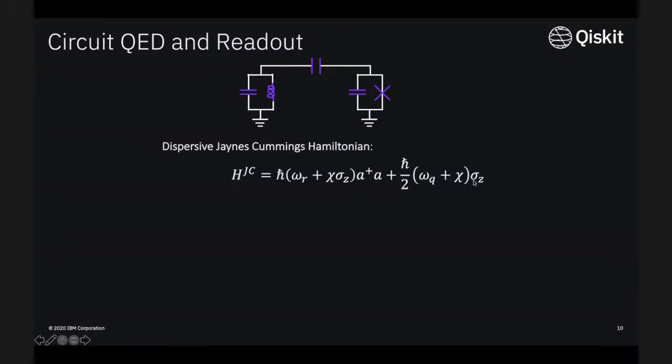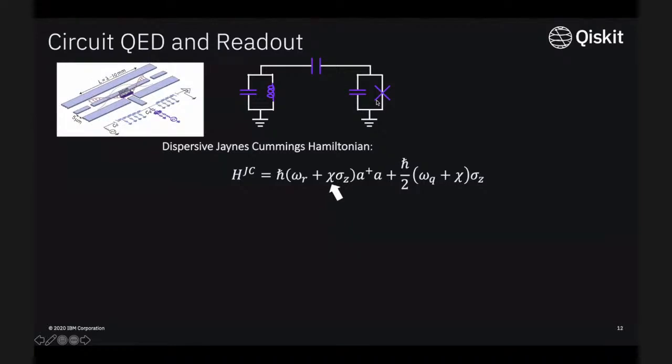You have your omega Q with the sigma Z for your qubit. But then now you have this extra term with a chi. So now this chi here, what this actually ends up being is it's going to be proportional to the amount of capacitance, say if you're doing a capacitance here, between your readout resonator and your qubit. And in some sense, this is dictating how strongly they're coupled. And there's a few different things that influence it.